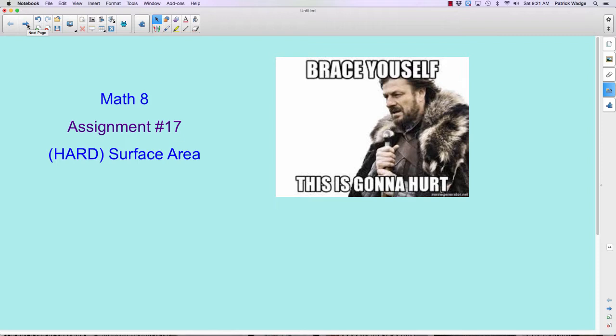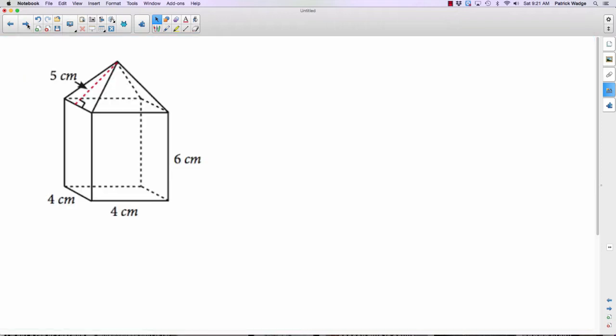So with no further ado, let's jump right into it. We're doing surface area still, but we got more difficult questions. So remember, surface area is like if you were to paint the outside of something, how much paint would you need? It's the area of all the outside faces. So we need to get the area of this face and this face and the bottom face and this face.